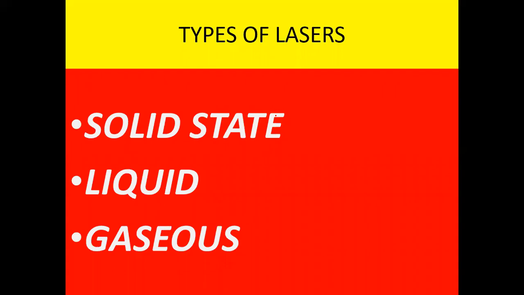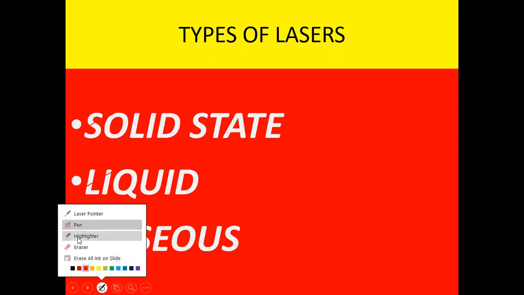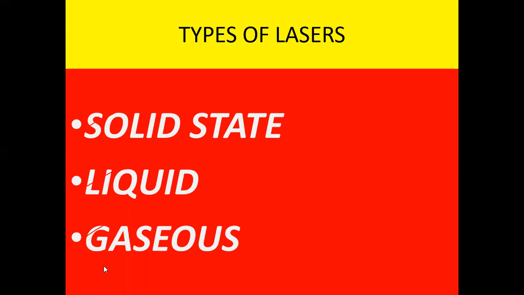These are the types. The first one is the solid state laser. Another one is the liquid state laser. And the third one is the gaseous state laser. In our engineering syllabus, we have only two laser systems. The first one is the ruby laser system, and the second one is the helium neon laser system.